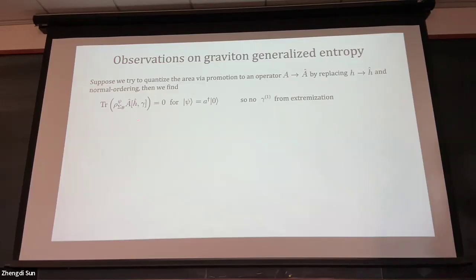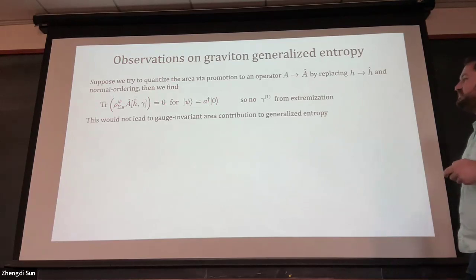Okay, you realize you immediately have a problem, which is if you try to extremize this thing, it's just zero for, say, single particle states of the graviton in the bulk. So you would never find a new extremal surface because this would just give you zero. So you would never find a gamma 1. So that's just not gauge invariant. Okay, so this is just bad. You can't just naively promote H hat to an operator.